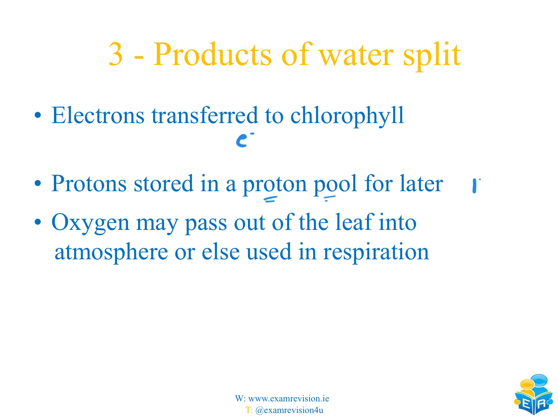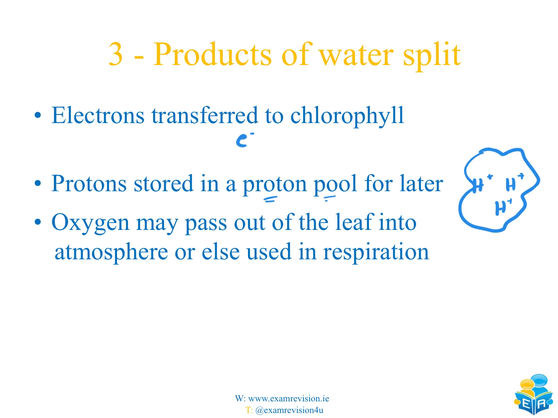They're going to be in a proton pool full of H+, and they're going to be used later on, okay? So our proton pool is just where all of the protons are going to go. Some of this oxygen that's being produced, again, remember one of the products of photosynthesis is oxygen. Some of that at this point could actually leave the leaf out through the stomata. Some of it might be moved on and used in respiration, okay?